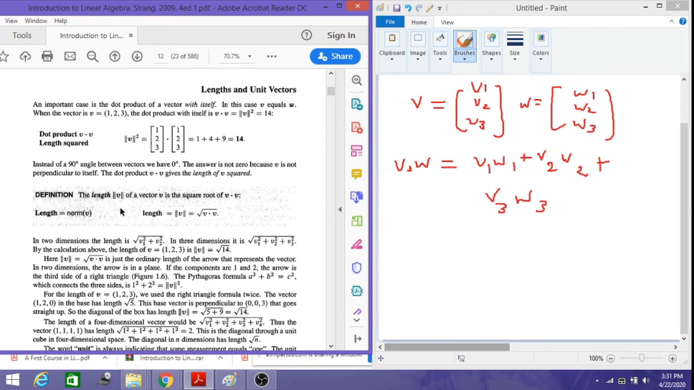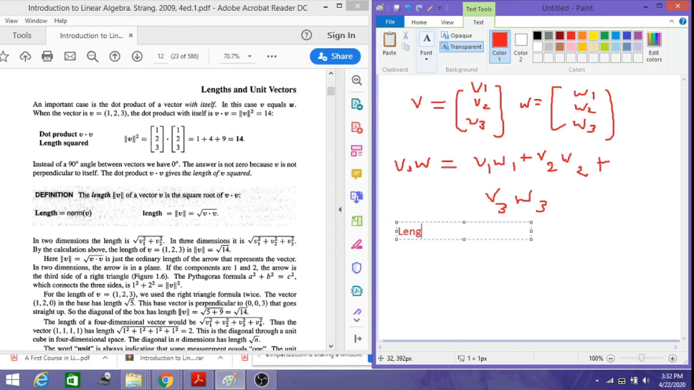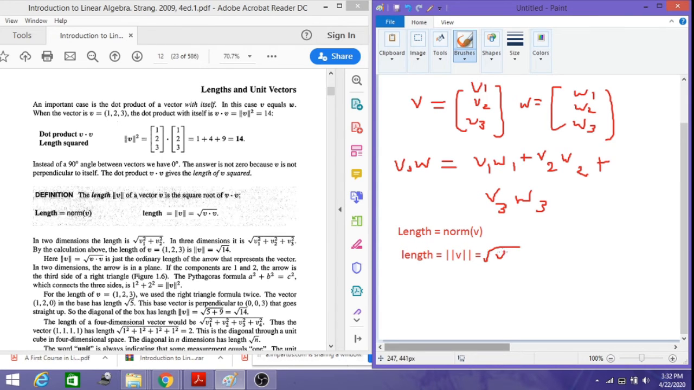There is one more term here, that is the length of the vector V. The length of the vector V is written in terms of norm of V, or we can take this as length, which is equal to the magnitude of V, which is equal to the square root of V dot V. So in two dimensions, the length is the square root of v1 squared plus v2 squared. So the dot product V dot V gives the squared length.